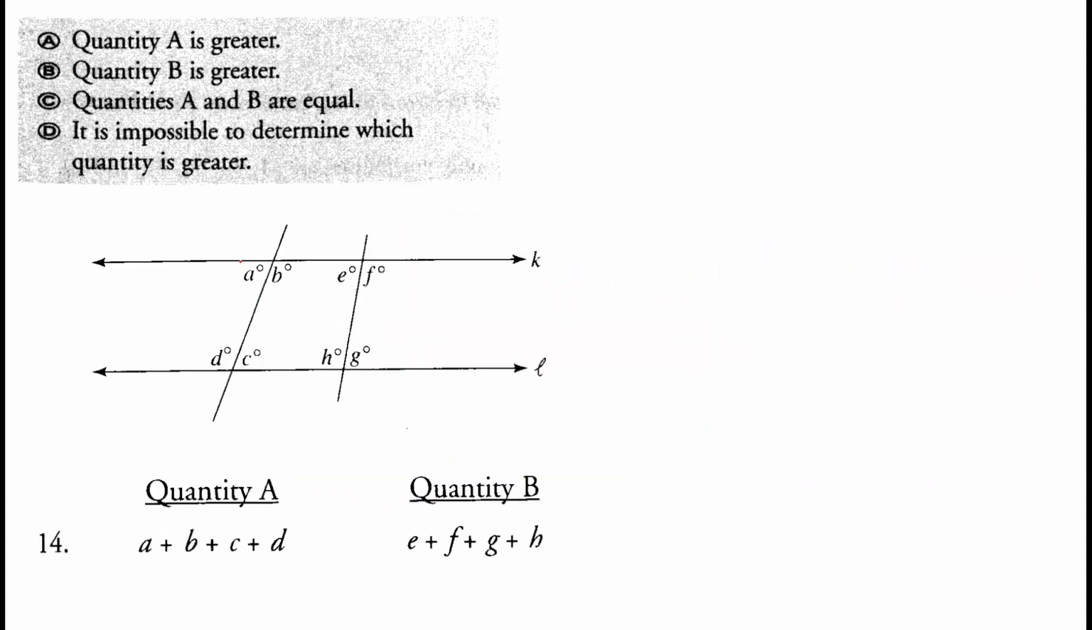Now we have these lines. We are not sure whether these lines are parallel or not. But one thing for sure, we have 180 degrees in a straight line. So A plus B equals 180. D plus C is equal to 180. E plus F is 180. And H plus G is also 180. So A plus B is 180, C plus D is also 180, E plus F is 180, and G plus H is also 180. So both quantities would be equal. So option C would be correct.